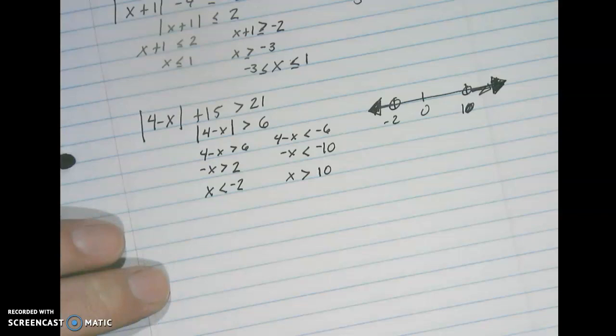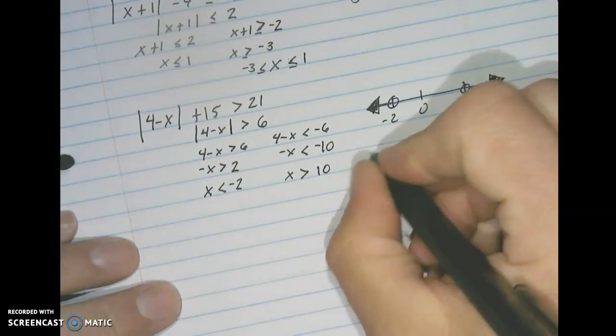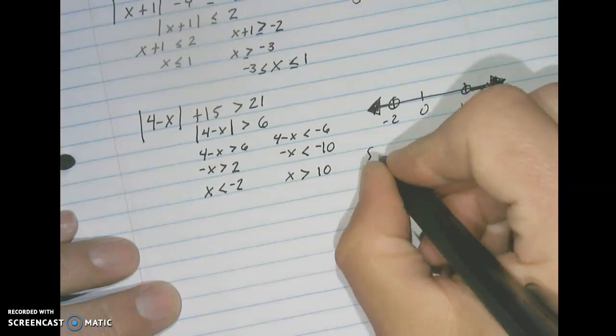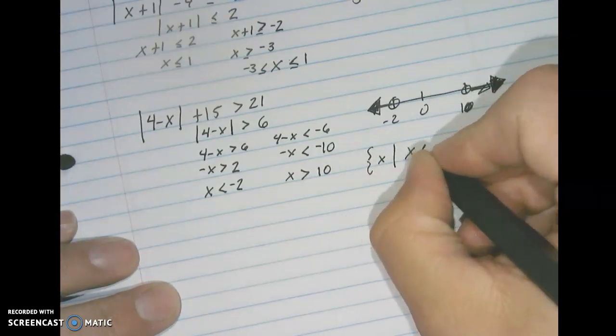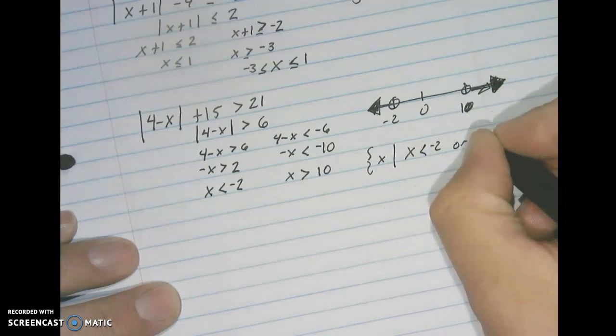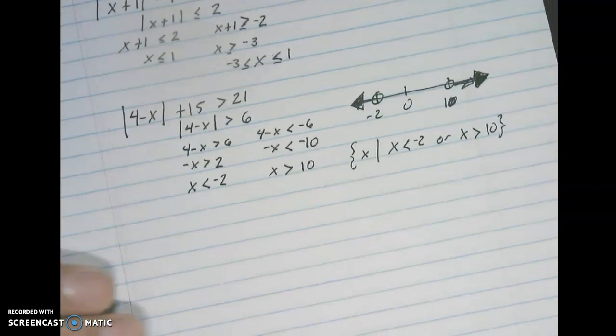So this one, Emma, you'd actually have to go like this. You'd have to write it as the set x such that x is less than -2 or x is less than 10. So this one would be an or because it's separated. Okay.